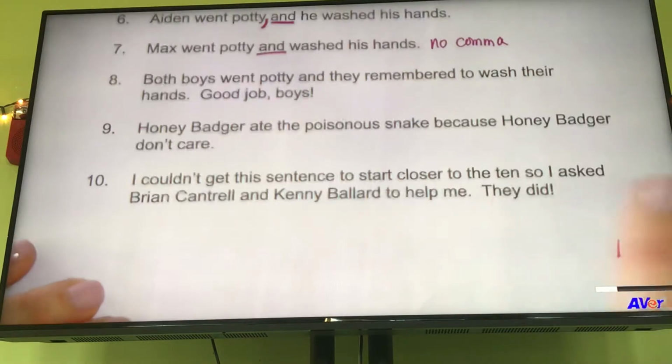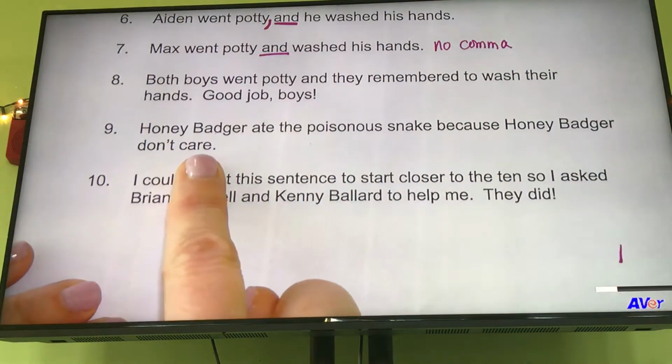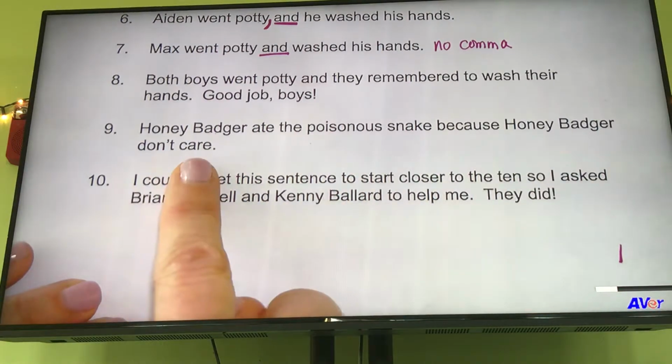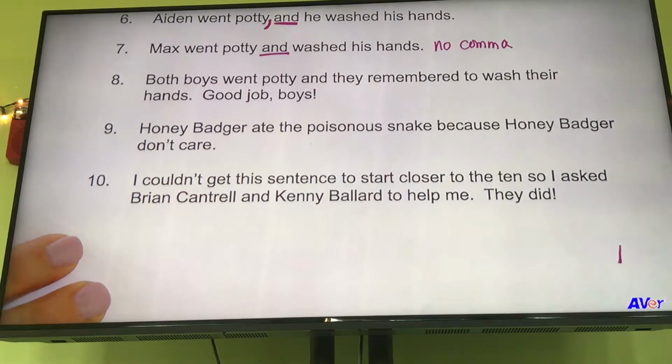Whoa. Honey Badger ate the poison snake because Honey Badger don't care. Honey Badger don't care is not a proper sentence, but you have to ask yourself, is it a complete sentence? So if you want to change it to Honey Badger doesn't care, then you can do that. I was quoting something, so.